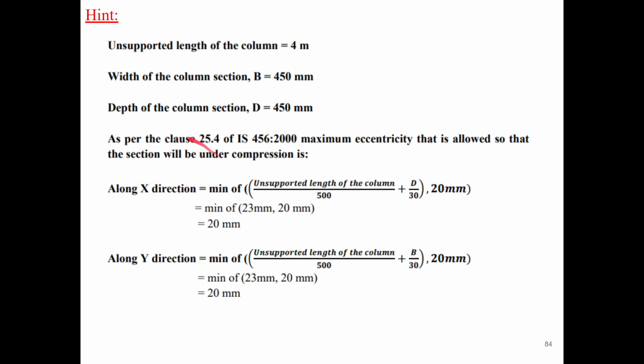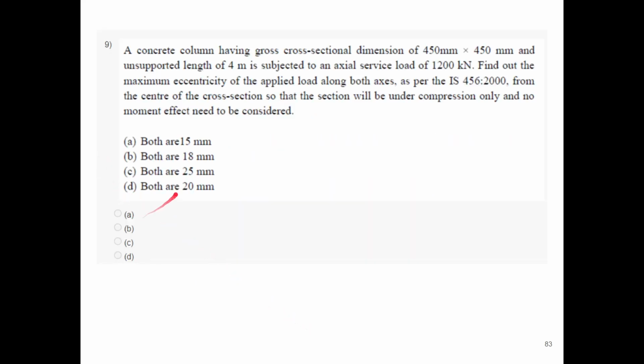And as per clause 25.4, along the x direction it will be the minimum of 4000 by 500 plus 450 by 30, and 20. So it comes to be the minimum of 23 and 20, which is 20 mm itself. Because the dimensions are the same, 20 mm will be the case for both directions. So the maximum eccentricity allowed, so that the section is only under compression, will be 20 mm. Both are 20 mm, so D is the correct option.